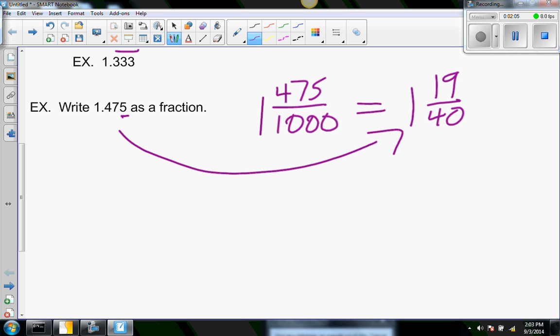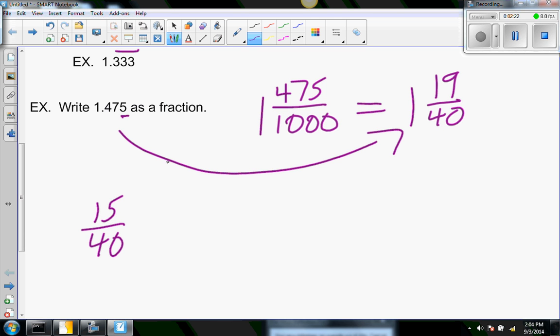How do we go backwards? How do I write a fraction as a decimal? If I had, let's just do 15/40, how do I write that as a decimal?